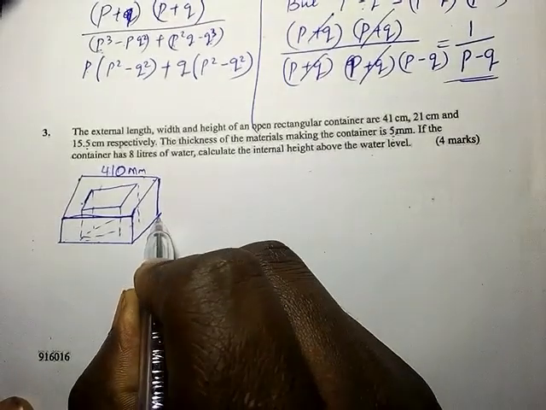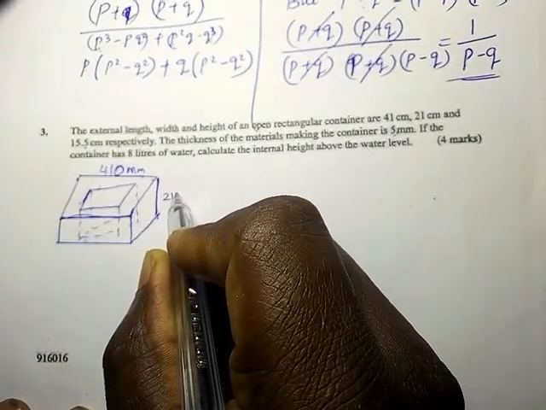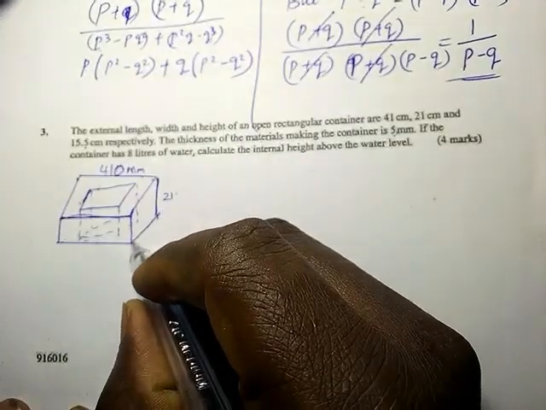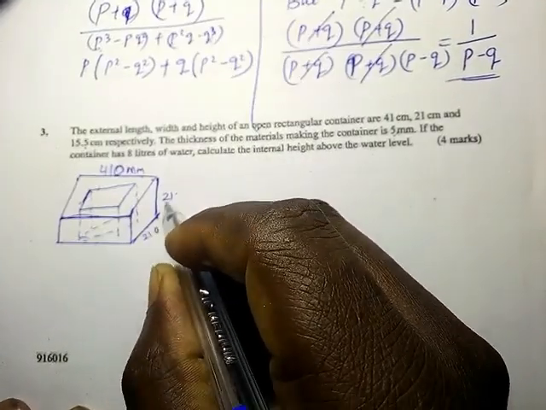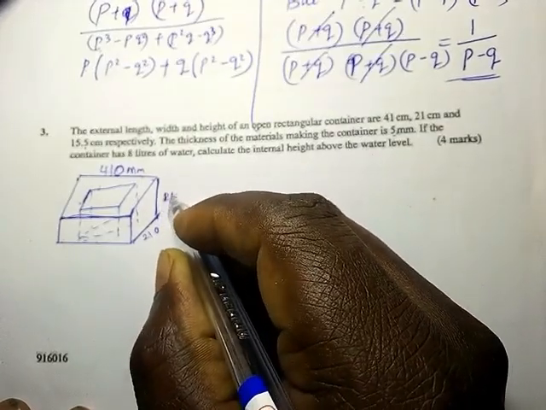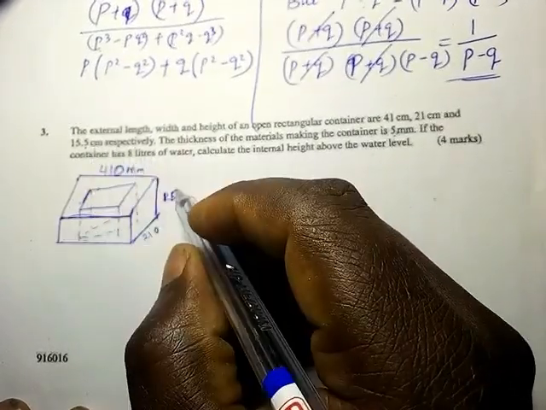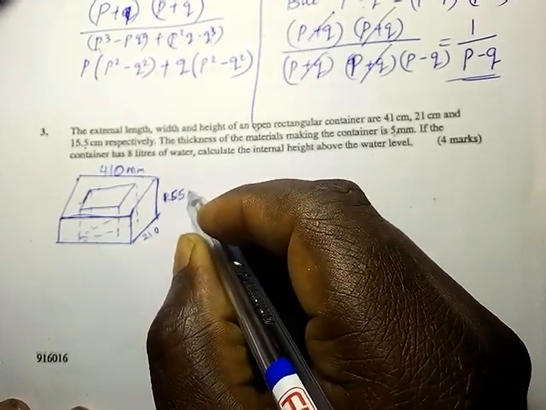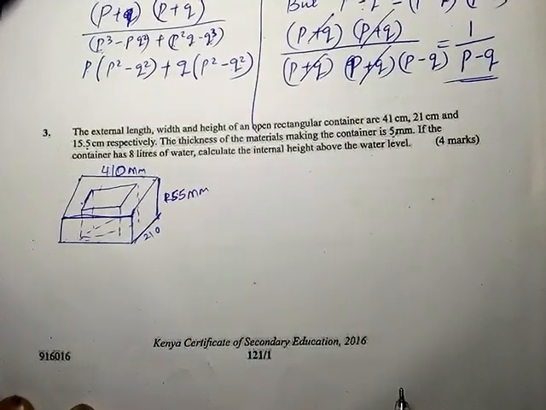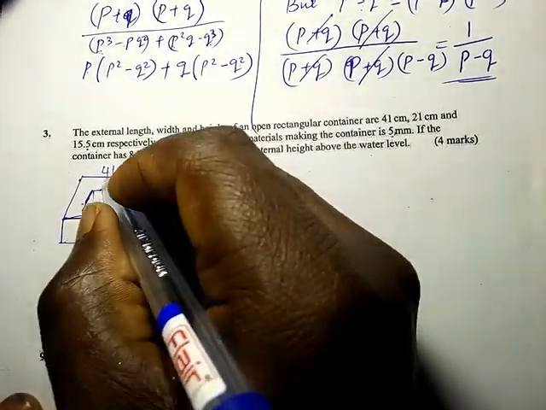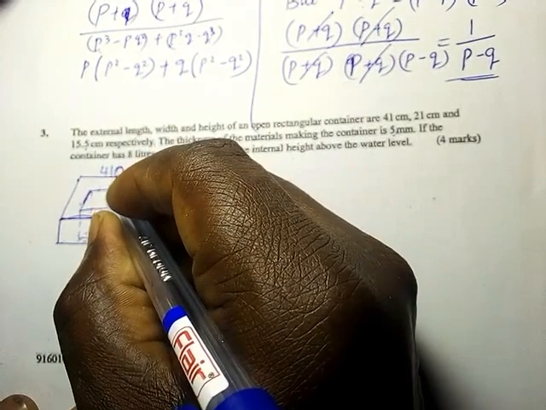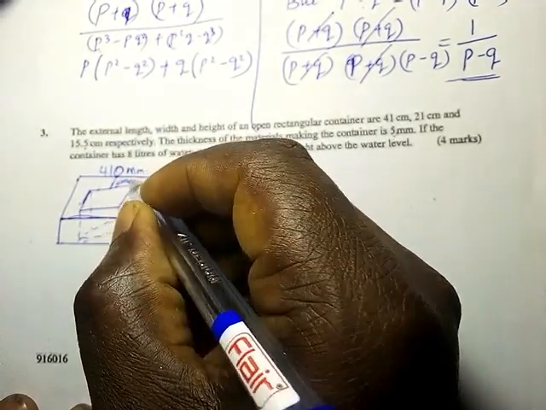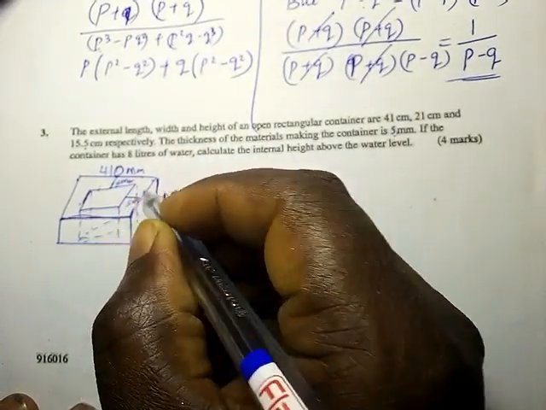So from here up to here, the height is 21, so that is 200, and the width is this one, which is 21.0 centimeters, and the height is 15, so that one is times 5, that's 155 millimeters. So if the space from here up to here is 5 millimeters, from here up to here is 5 millimeters.